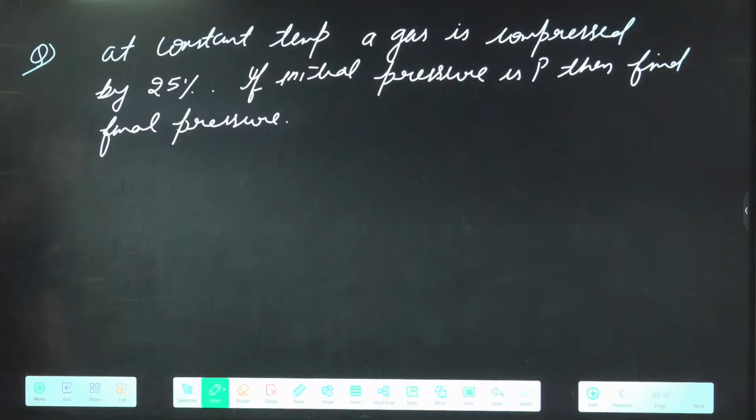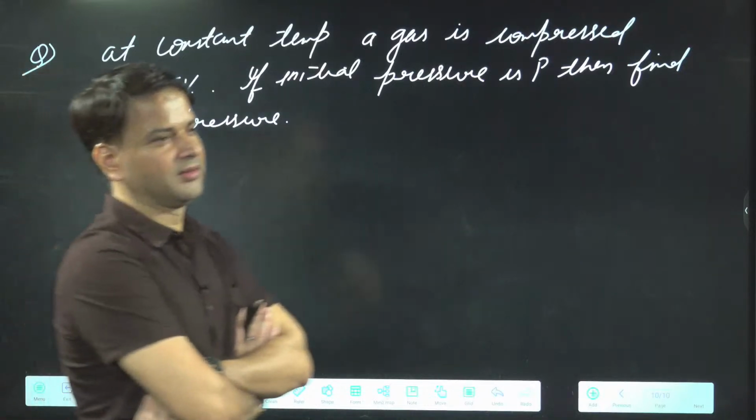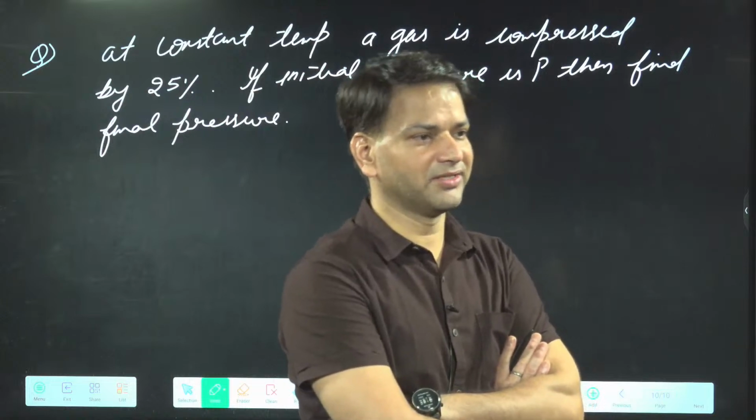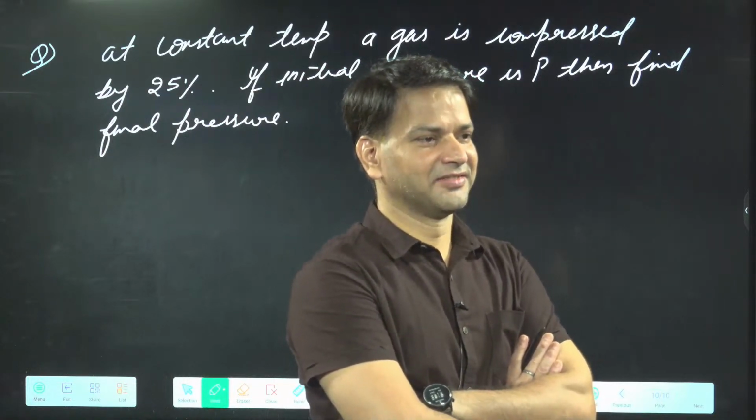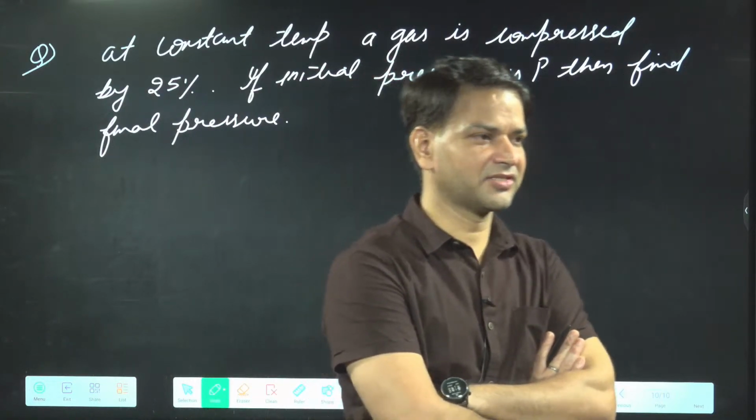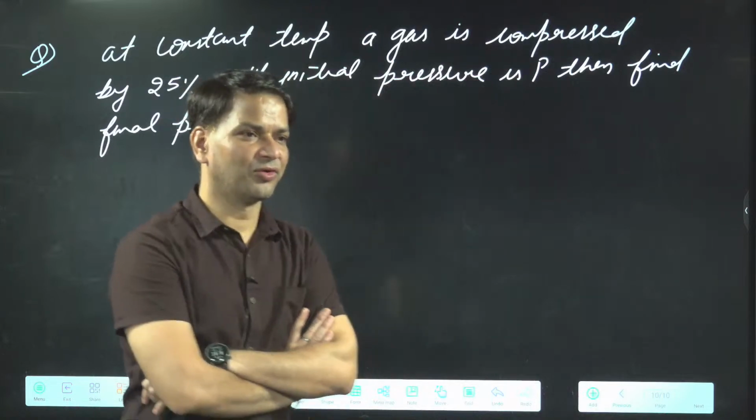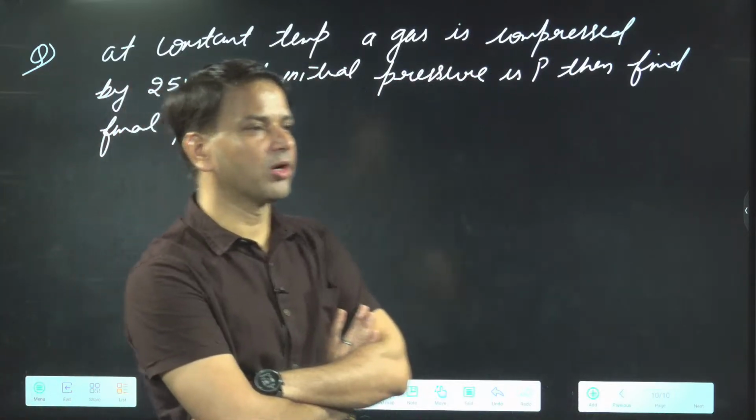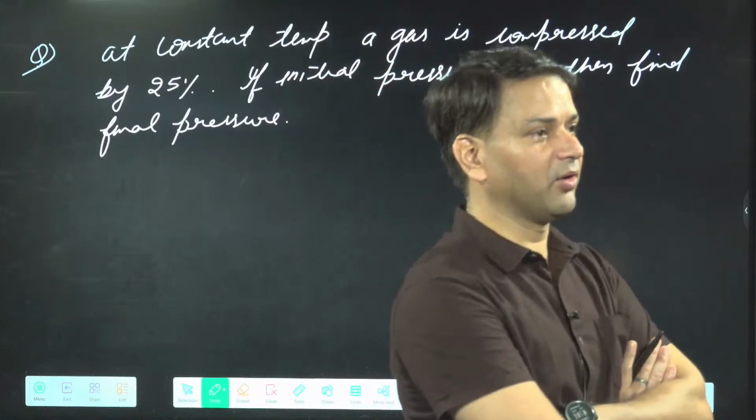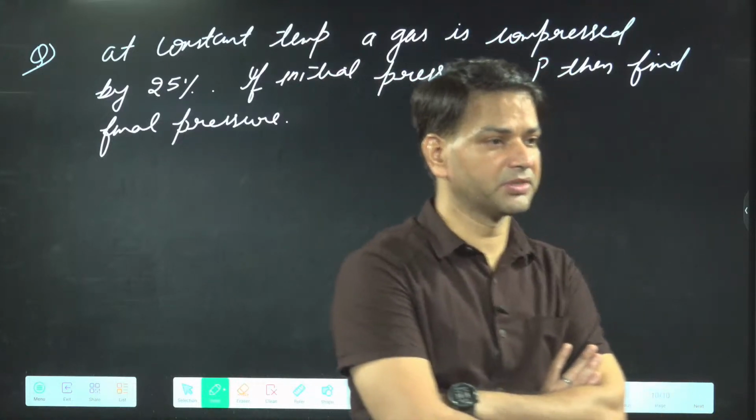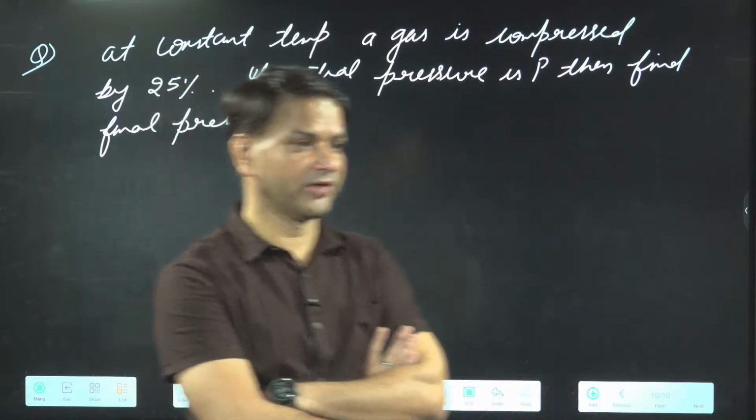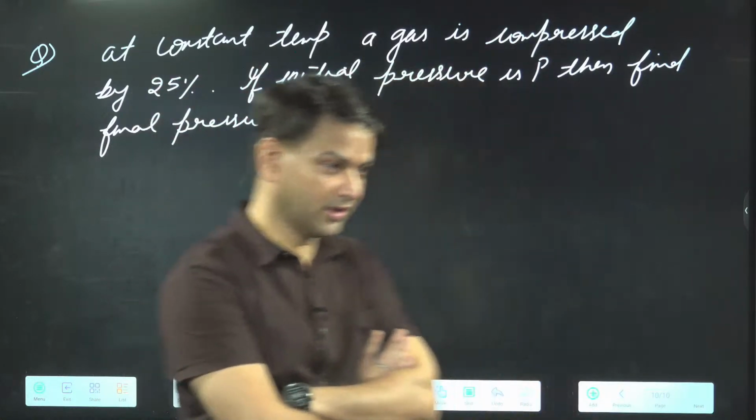4P. Abhiram, answer is 4P? 4P by 3. Okay. Next. 4P by 3. Abhiram got confused about the meaning of compressed by 25%. He's taking the final volume as 25. 4P by 3. Okay, good.